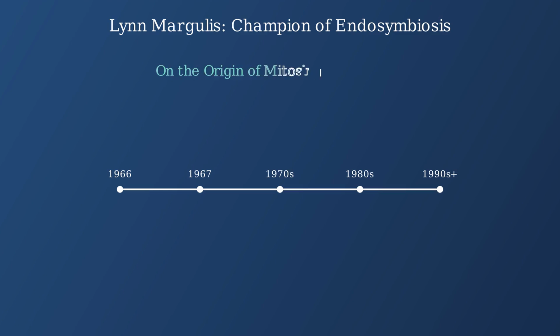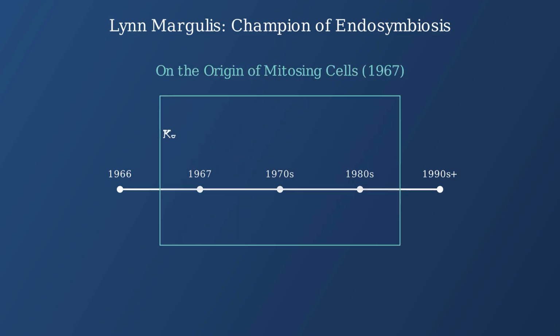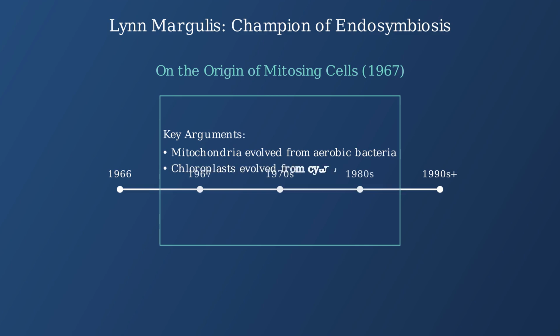In 1967, Margulis published her landmark paper on the origin of mitosing cells in the Journal of Theoretical Biology. In this groundbreaking work, she argued that mitochondria evolved from aerobic bacteria and chloroplasts from cyanobacteria that were engulfed by host cells and formed permanent symbiotic relationships.